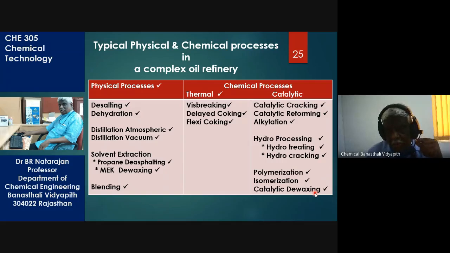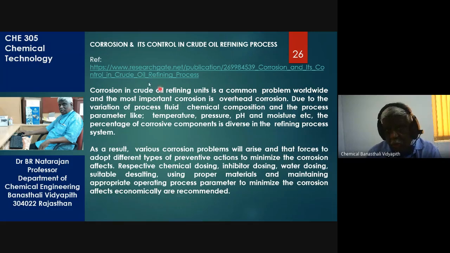Now that ends the downstream process, but one very important topic in refinery is corrosion. Corrosion and its control. So this is a reference, you can go through it, but I'll just give a quick summary of it. Corrosion is a common problem because we are handling thousands of gallons of crude oil, and it contains sulfur and other impurities. So corrosion is a problem, and the conditions of refining are different, right? Very severe temperature, pressure, pH, moisture, etc. Corrosive components are diverse in the refining process system. Various corrosion problems arise, and we have various methods of tackling it.